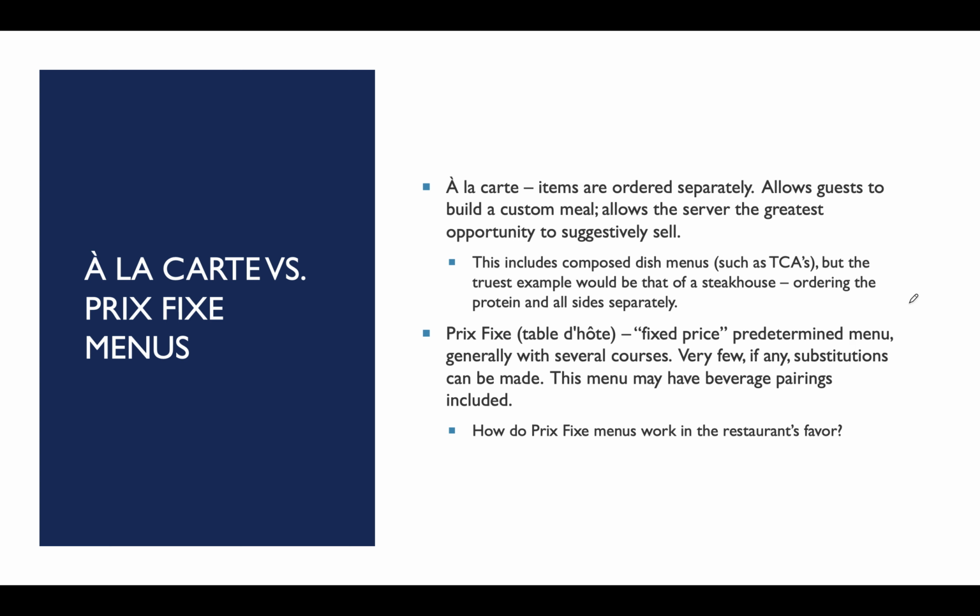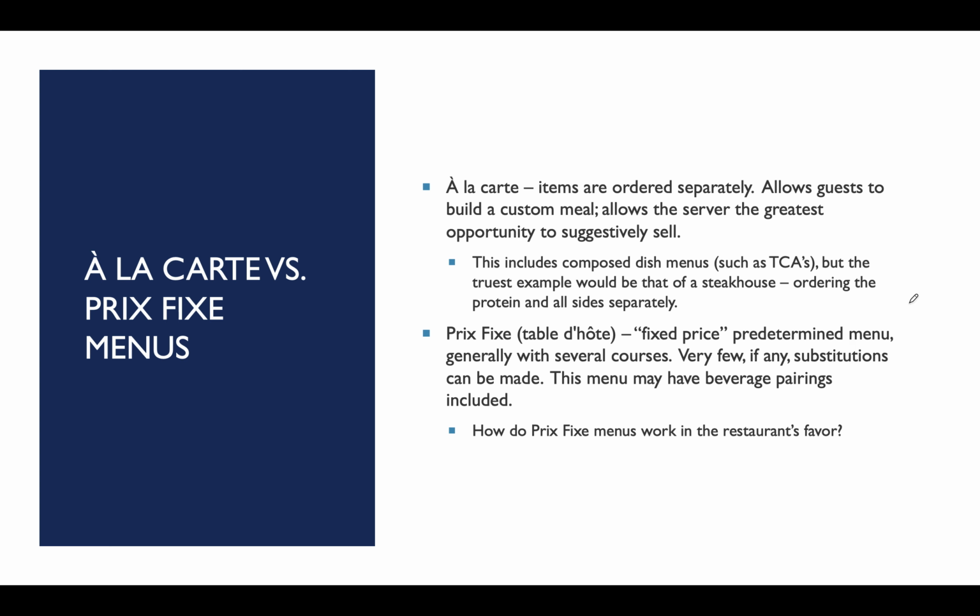The question here is, how do prefix menus work in the restaurant's favor? Here's the thing about this. You have 100 people on the books for an a la carte menu. You don't know what they're going to order, so you have to have everything prepped, right? They could order an equal mix of everything, or everyone could order the same 2 to 3 items off the menu. So you have to have everything there. That's a lot of food, potential food waste.